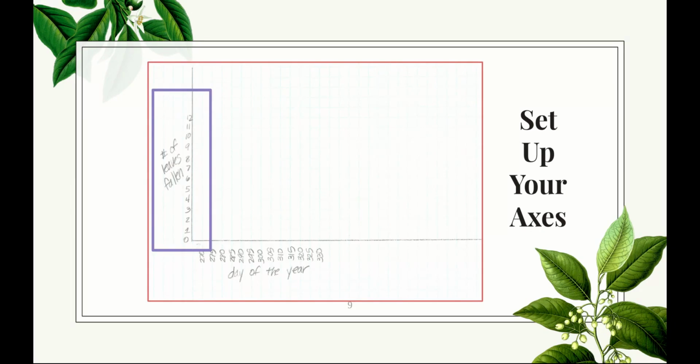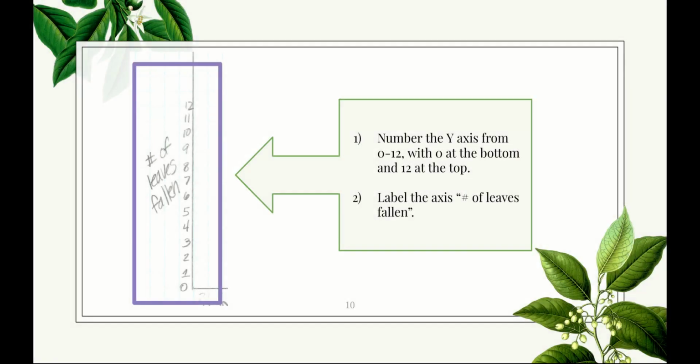We're going to start with our y-axis, which is the one on the left that goes up and down. And we're going to number that axis from 0 to 12, with 0 at the bottom where it meets the x-axis and 12 up at the top. So 1 number per box on your graph paper or by each line on your graph paper. Once you've got your numbers there, you're going to label the axis. And this axis, these numbers, represent the number of leaves that were fallen from your tree.